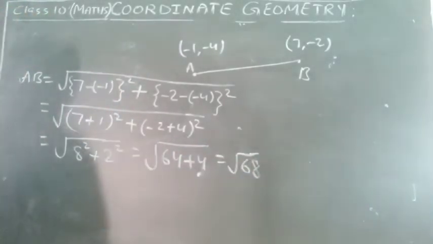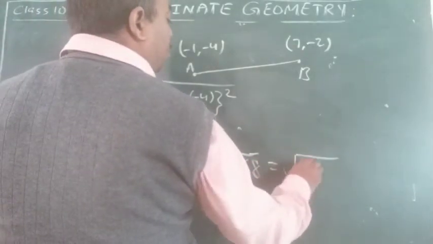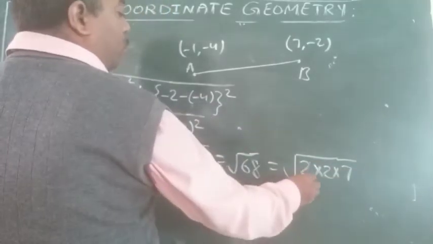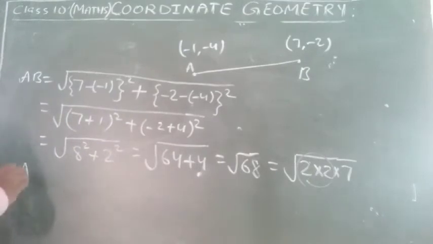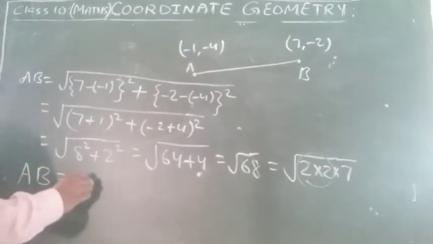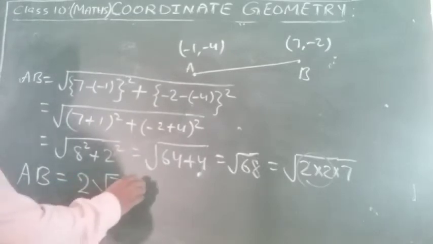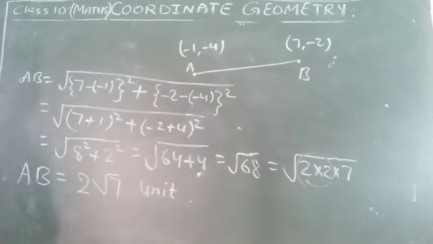We can break it into prime factors. So here it is under root 2 into 2 into 17. And now for 2 we have to take one 2 out of the root. So AB equals 2, and 17 is single, so it will remain in the root. This is the distance between A and B.